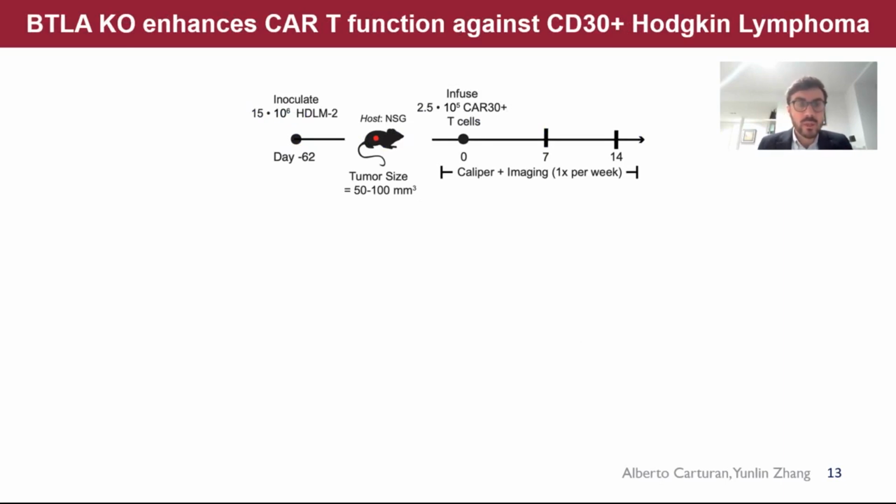In this model, we inoculated mice with a Hodgkin lymphoma cell line. So these are immunodeficient mice, NSG mice, injected with the human cell lines. And when the tumor was established, was measurable, we injected mice with the CAR T cells or control T cells that don't have any CAR on the surface.